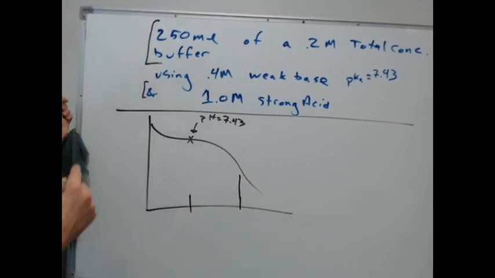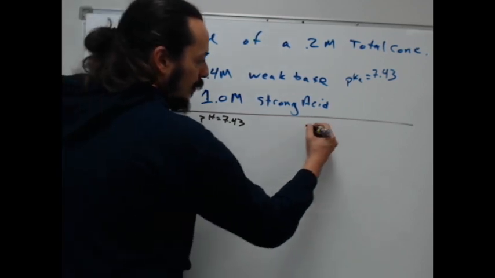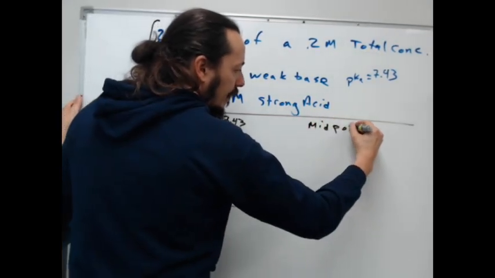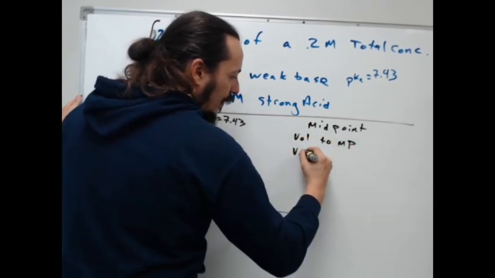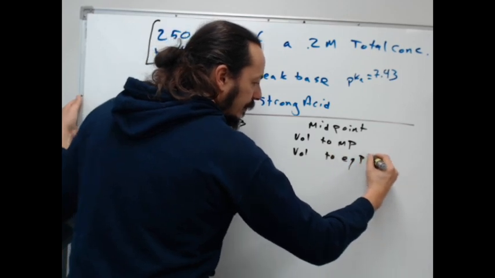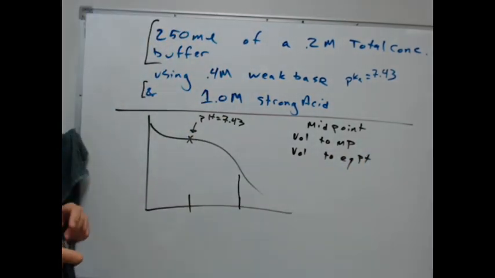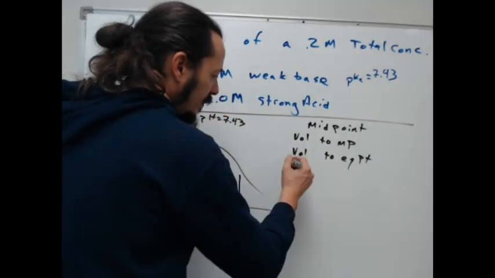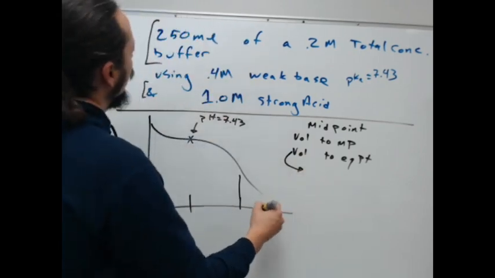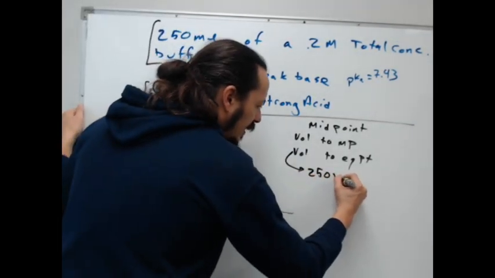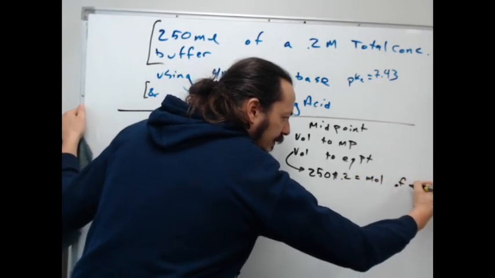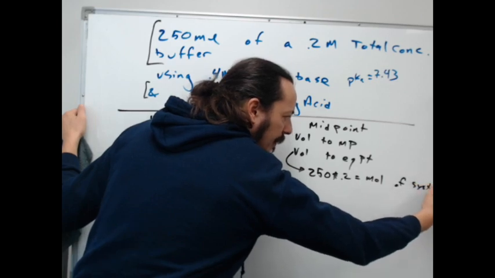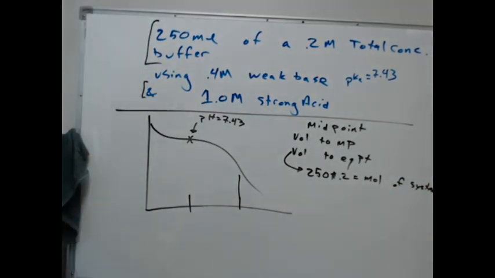And then we figure out what volume that is, right? We just do our typical points. We do midpoint, volume to midpoint, volume to equivalence point. We just do those simple things, then we see what kind of information we can get from those simple things. The volume to the equivalence point is usually the one I start with. That's going to be 250 times 0.2 equals moles of buffer. We'll just call it moles of system. Right, that's going to be the system we create.